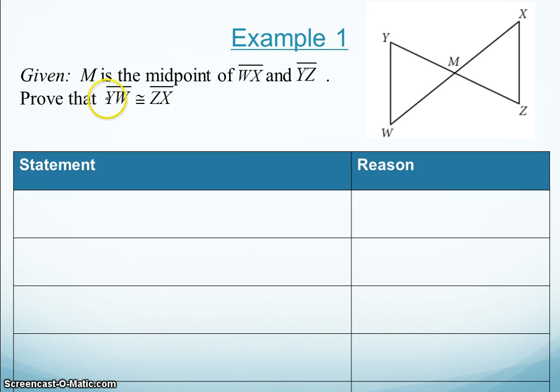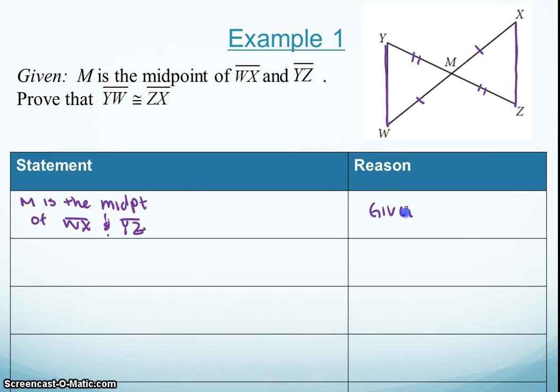So here I want to prove that YW is congruent to ZX. So I want to prove that this is congruent to this. So to do that, I'm going to have to prove that this left-hand triangle is congruent to the right-hand triangle. And then once I know that the two triangles are congruent, then I can say the corresponding parts are congruent with this CPCTC. Okay, so what I want you to do is write down your givens and mark up your diagram. So go ahead and pause your video and do that.